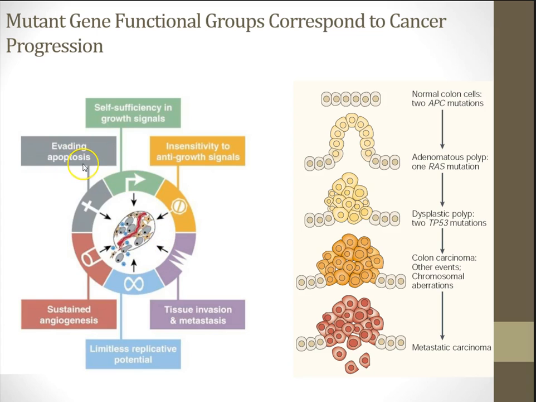It evades apoptosis, which is basically the cell death pathway. And it also becomes self-sufficient, meaning it doesn't necessarily need growth signals, for instance, in the case of the RAS mutations. And lastly, it's become insensitive to anti-growth signals. And usually these are the result of the immune system.